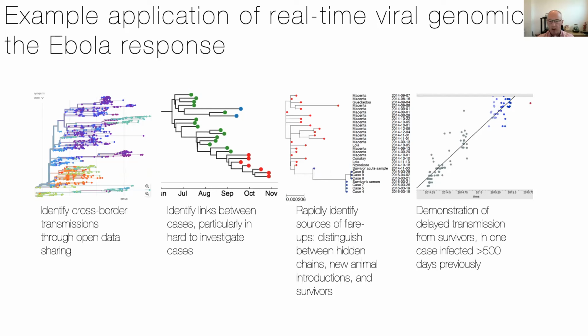In fact, this was just a virus that had persisted in the survivor and then subsequently reemerged in one of their contacts. We also were able to provide the first evidence that Ebola virus can survive more than 500 days in an infected individual and then transmit and cause disease.